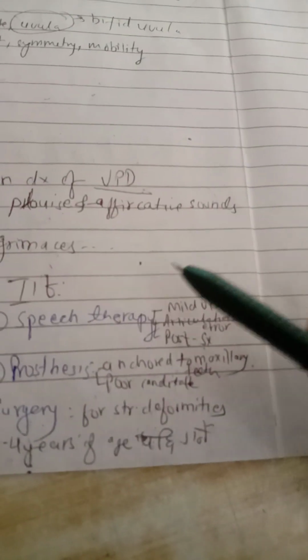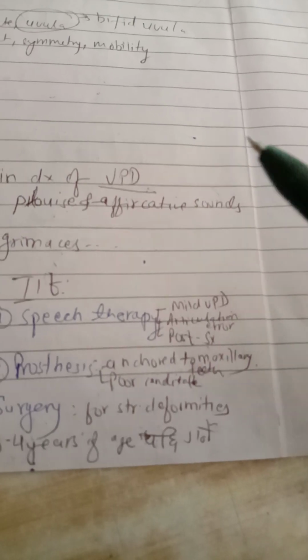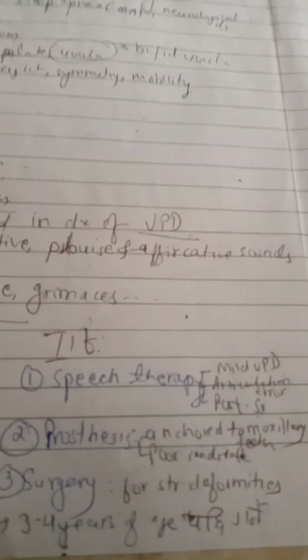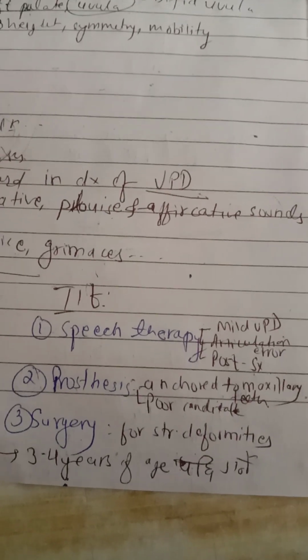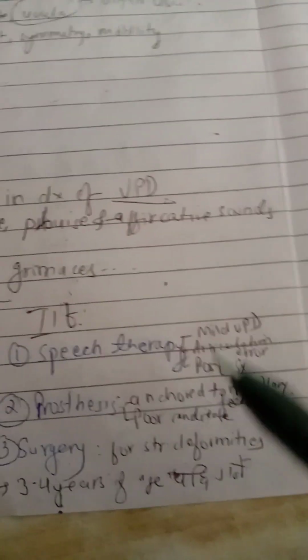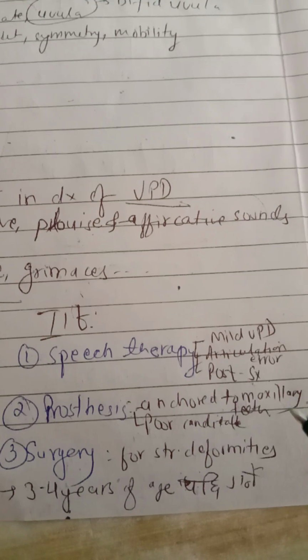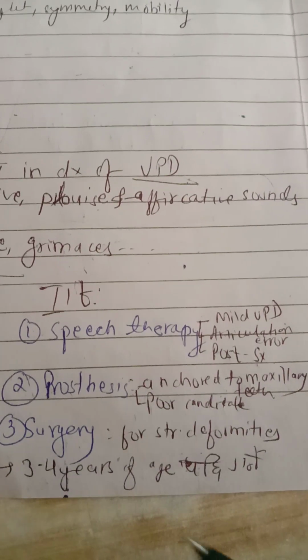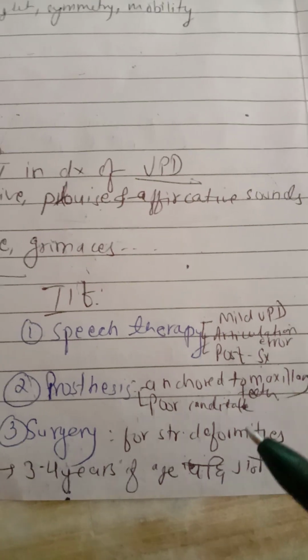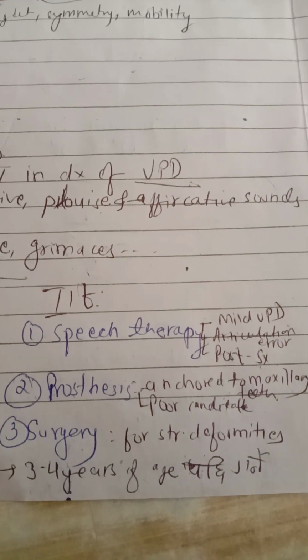For the treatment, speech therapy can be given in cases of mild VPD or articulation error, or after surgery. Then prostheses can also be given, which are anchored to the maxillary teeth. It is given in the case of poor surgical candidates. The third one is surgery, which is done for structural deformities. It is done only after 3 to 4 years of age.